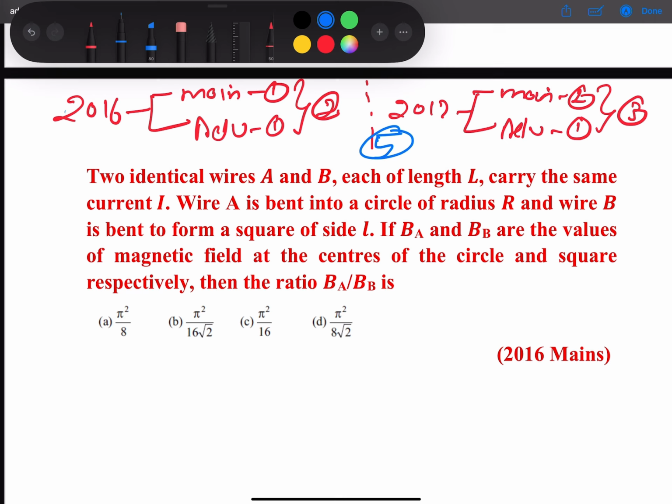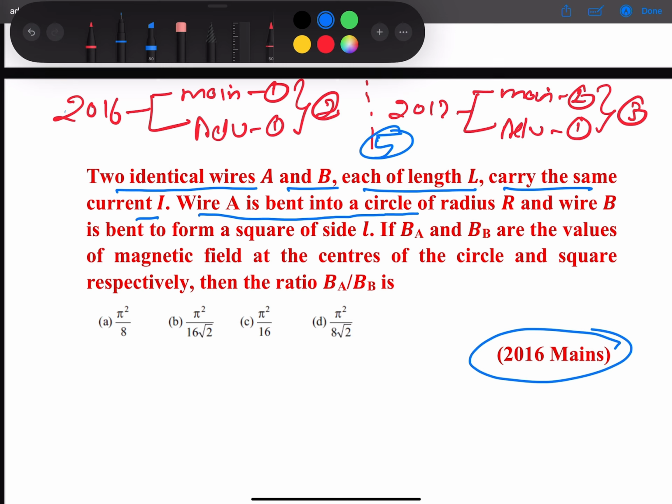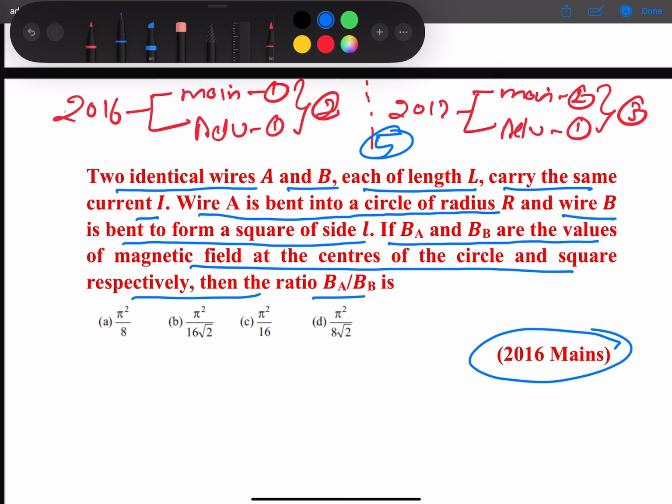The first question, which was asked in the year 2016 mains, states that two identical wires A and B, each of length L, carry the same current I, where wire A is bent in a circle of radius R and wire B is bent to form a square of side L. If BA and BB are the values of the magnetic field at the center of the circle and square respectively, then the ratio of BA and BB will be.